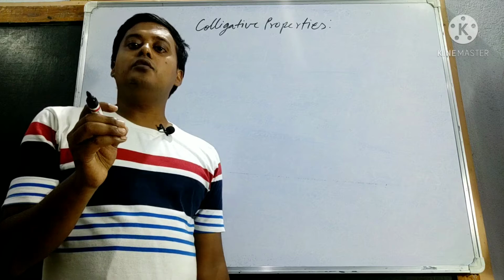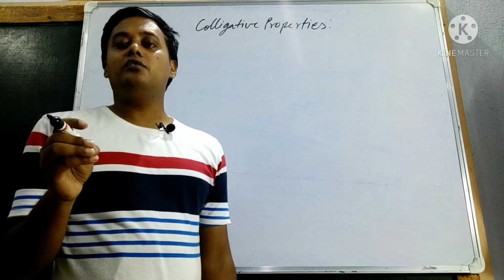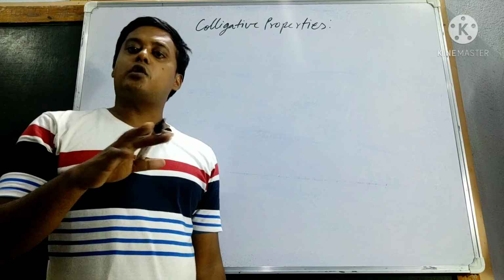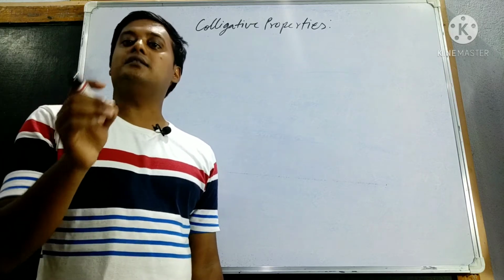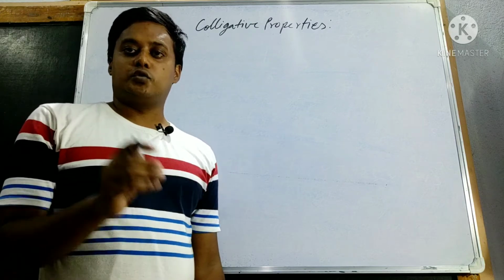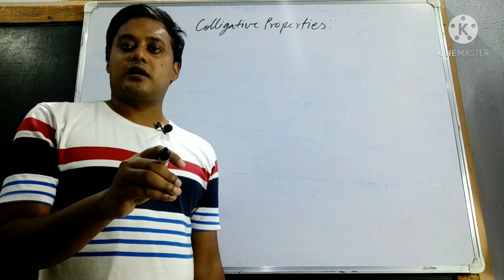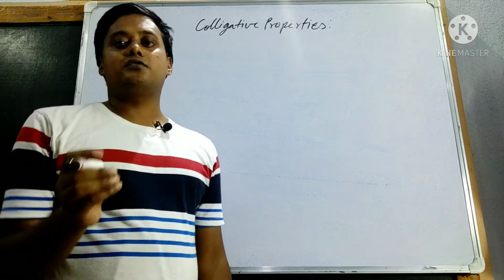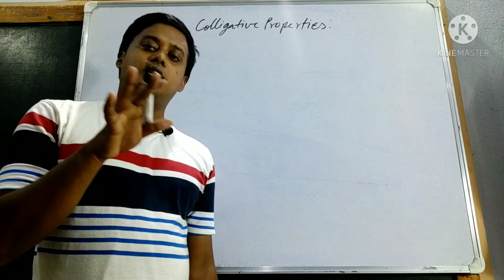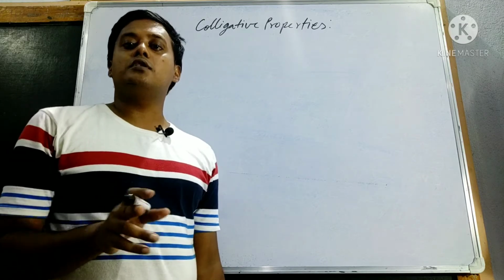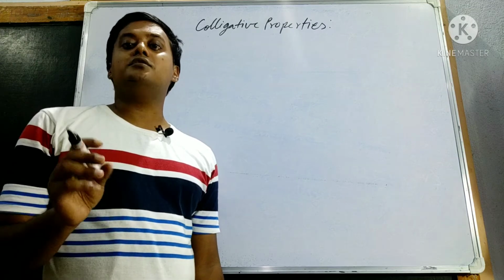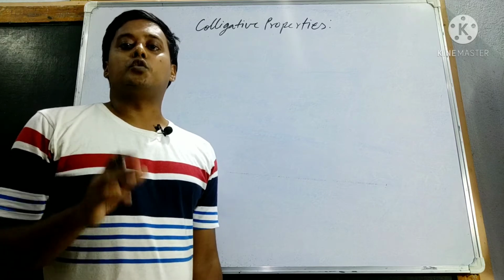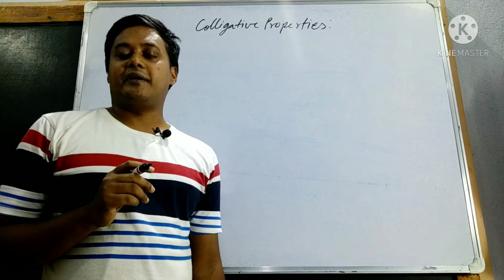So 10 molecules of glucose and 10 molecules of urea have the same colligative property. The two solutes are different, but as the number of particles is the same, one solution contains 10 molecules of glucose and another solution contains 10 molecules of urea. Both will show the same colligative property, because the number of solute particles in both cases is the same. So there are a total of 4 colligative properties.